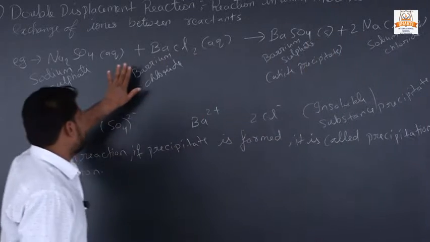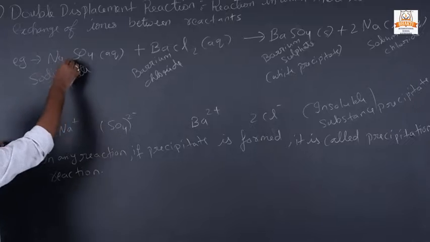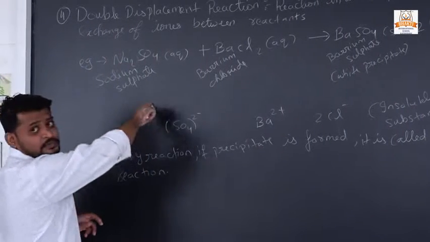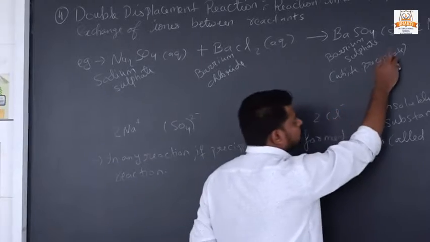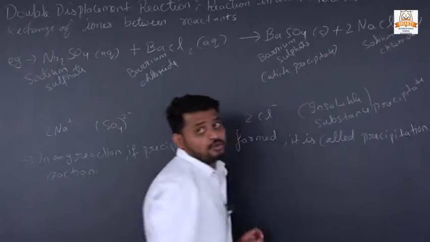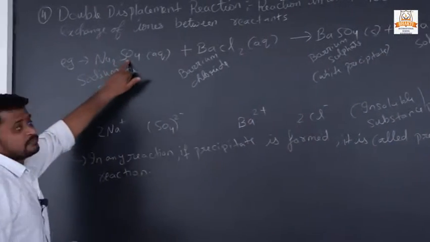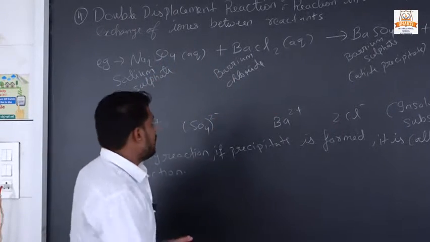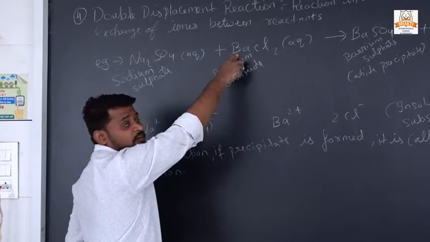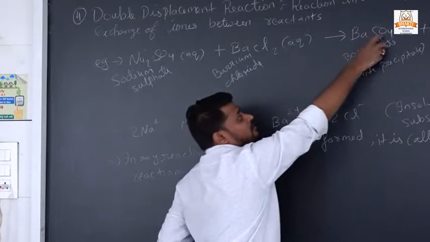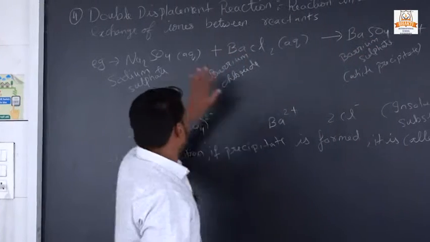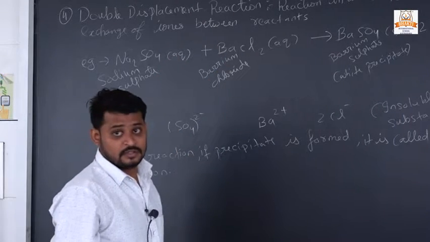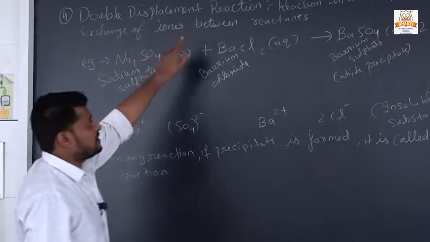So you see here what happened. Sodium was displaced from sulfate and joined with chloride, and barium was displaced and joined with sulfate. So both compounds exchange their elements. This is called a double displacement reaction.